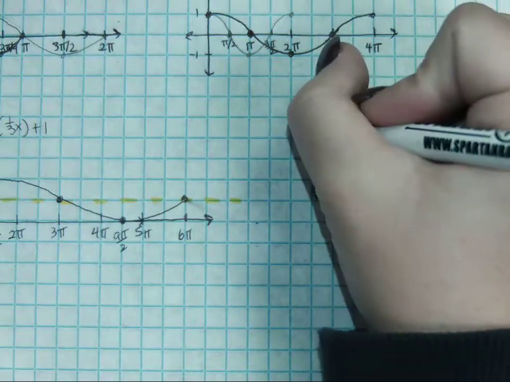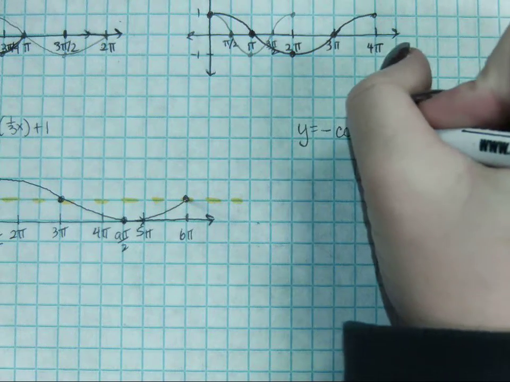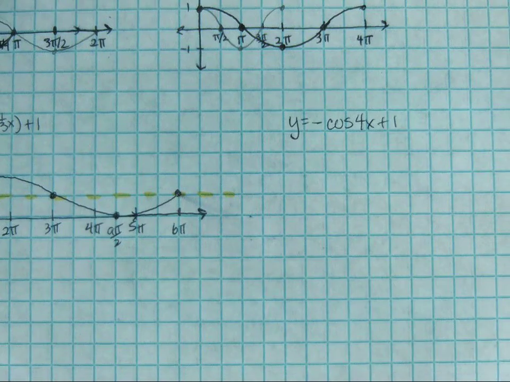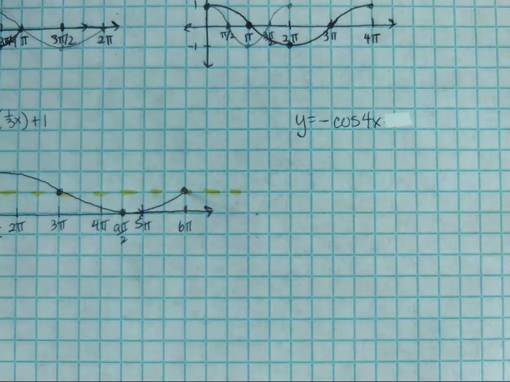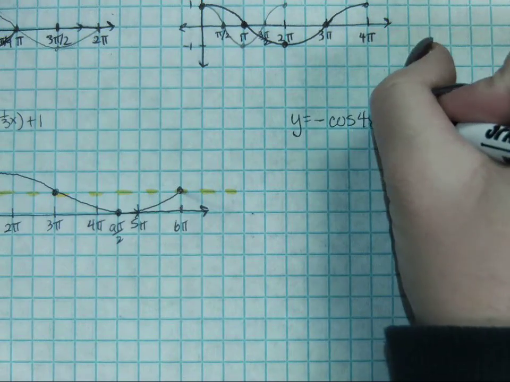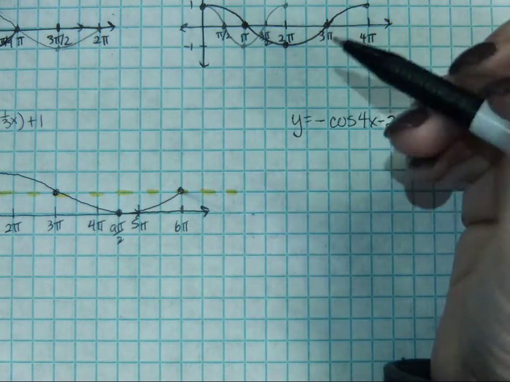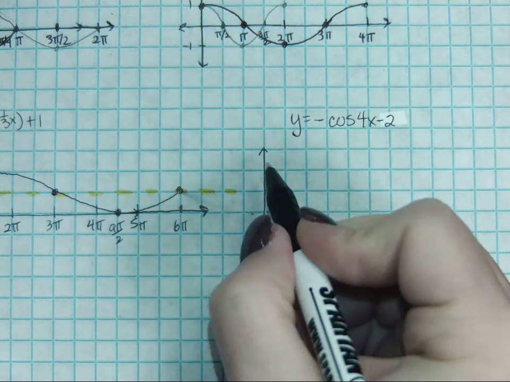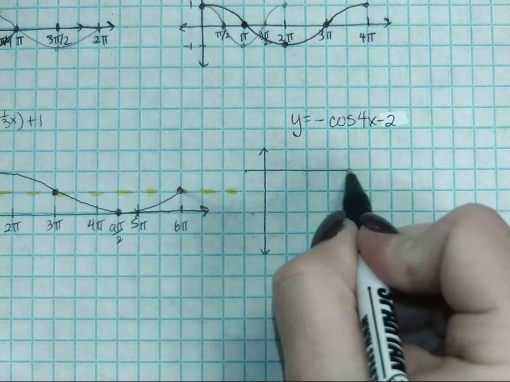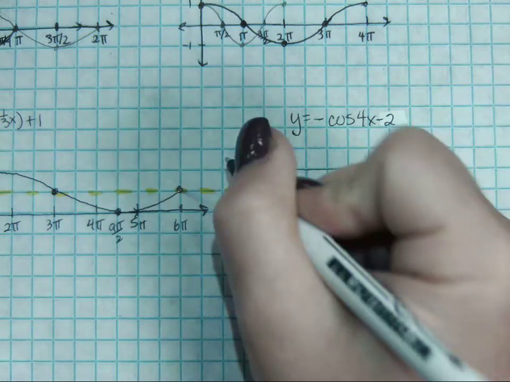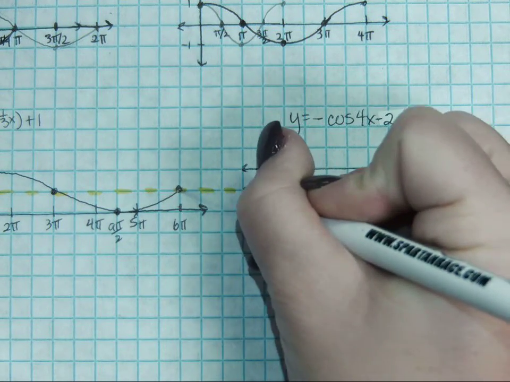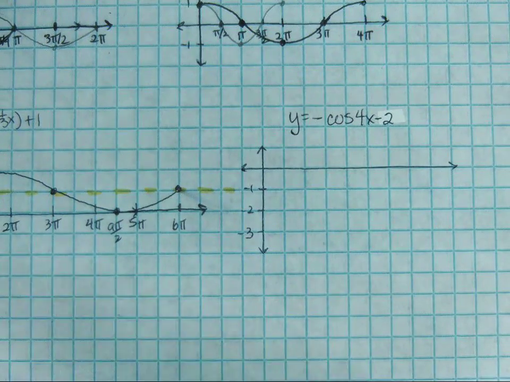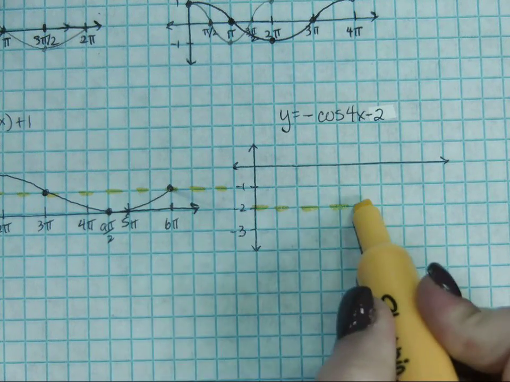So again, that was minus cosine of 4x, I'm sorry, minus 2. And so you're going to need to make sure you have more y values than x values when you create this graph. It doesn't need to be really big either. So minus 1, minus 2, and minus 3. And again, I'm going to put my midline on here.